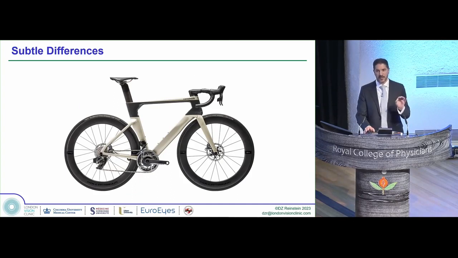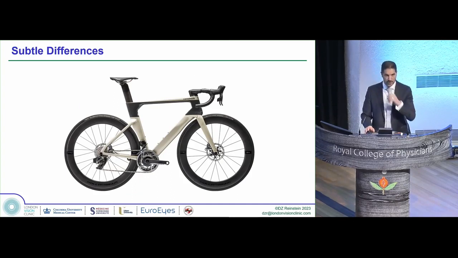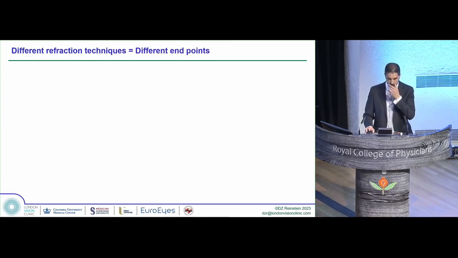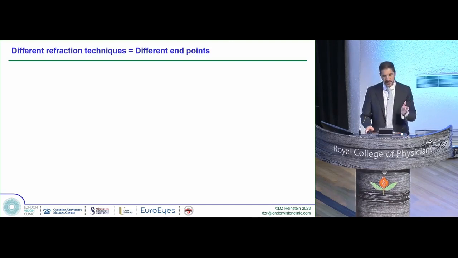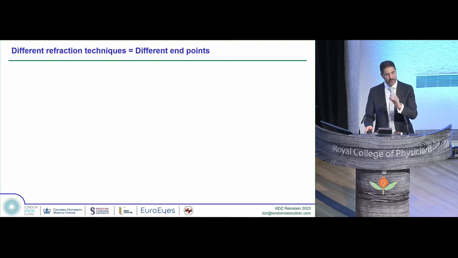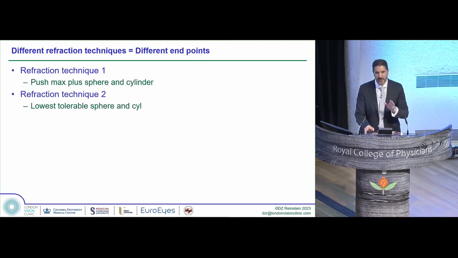So what we're really looking for is one entity. We're looking for a gold standard to use. And I'm going to show you this technique, and we're going to explain to you why it's the gold standard. So the bottom line is different refraction techniques end up having different endpoints. So it's all about the endpoint. Are you going to get consistency to your refraction? So just take a look at these two examples.